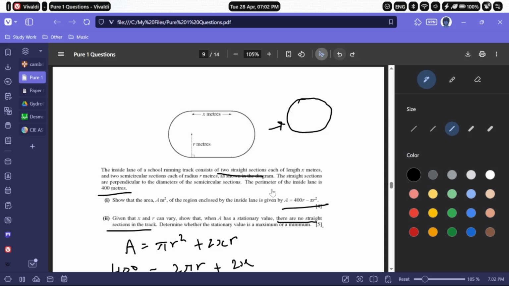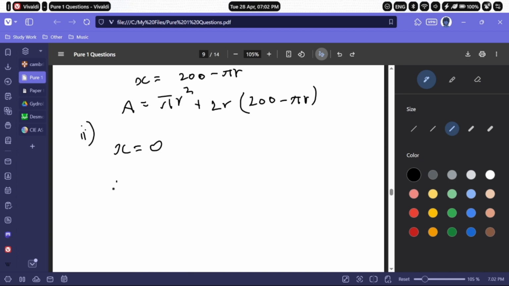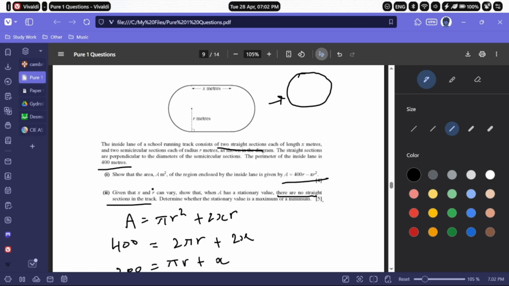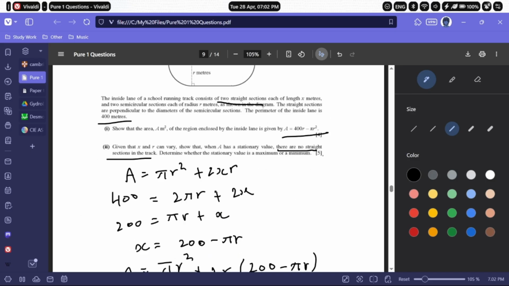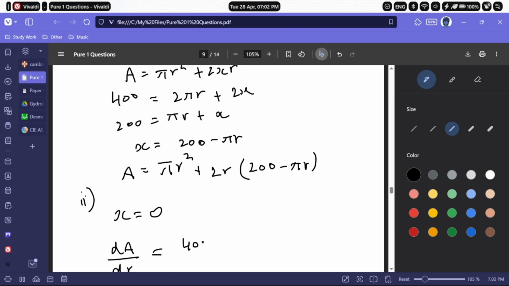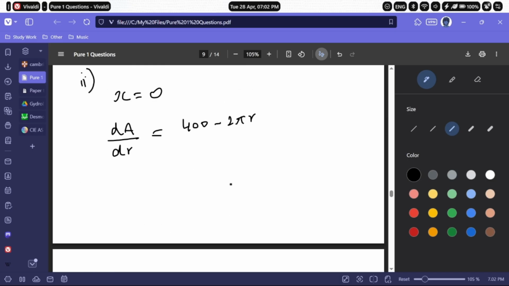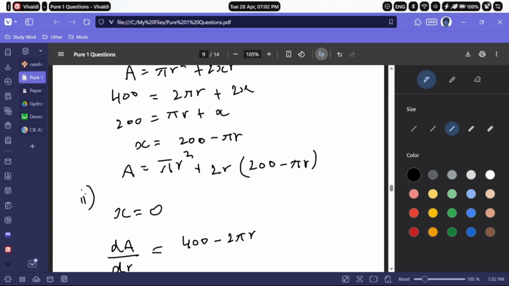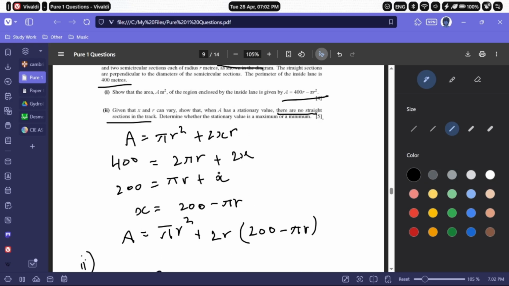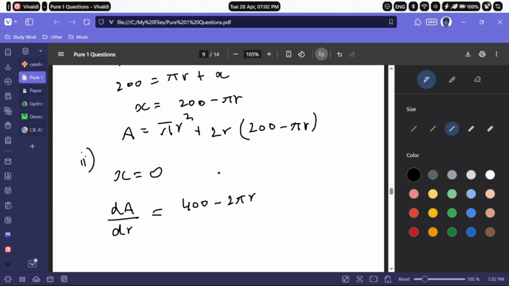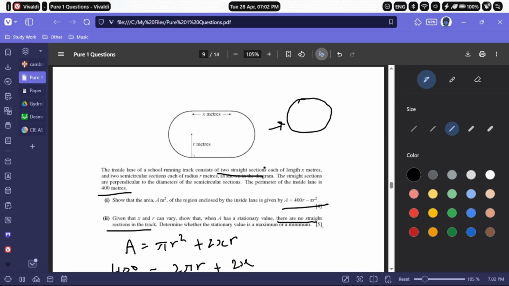Then you just do the second derivative of that. So dA by dr would be equal to 400 minus 2 pi. Wait, hold on. 400 minus 2 pi r. It is r, right? Yes. To be honest, it's pretty simple. So, okay, I'll just go through this quickly. You have your dA by dr, right? r is a variable. You know that x is going to be 0, obviously, in this case.